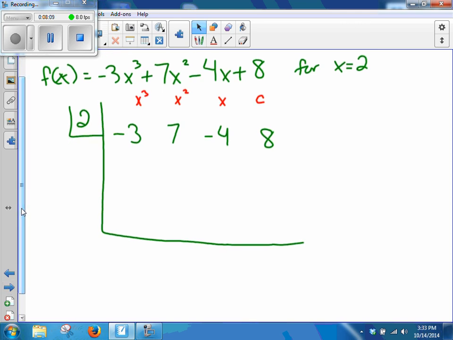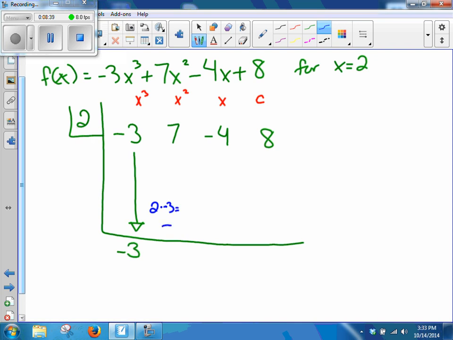All right, so my first step is to drop down that negative 3 because I need somewhere to start. Okay? So instead of drawing all these arrows, I'm going to write and try to color code as much as possible. So my next step is to take that multiplier and multiply it by negative 3. Okay, so I'm going to write that under 7. So I take 2 times negative 3, and I get negative 6. Okay, so I write that under that column. You do not have to put that 2 and negative 3. I'm just kind of trying to show you what's going on.